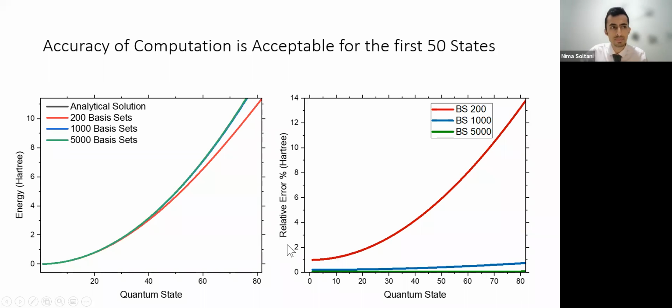And if you look at the relative error here, after quantum state 50 or maybe 60, the error gets above 5%, which is a very rough estimate for the acceptable error that we can accept. And you see that the error for the 1,000 or 5,000 is pretty acceptable, pretty negligible compared to the analytical solution for the highest resolution mode.